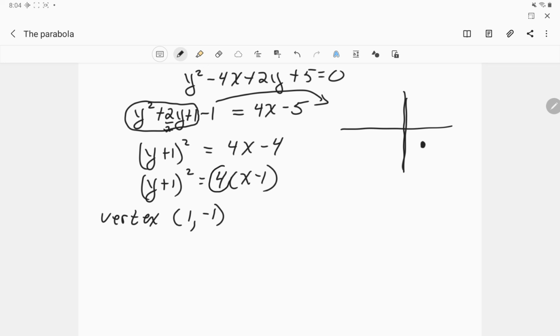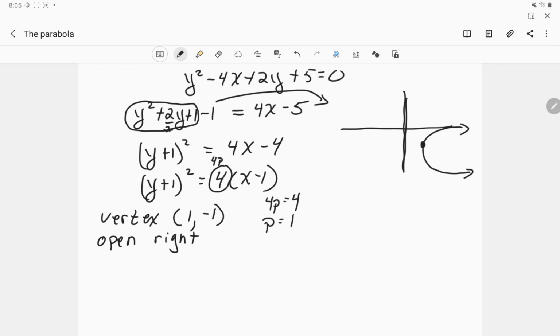Whatever number is here, in this case it happens to be a nice 4, that is your 4p. So in this case, 4p is 4 because that's what's there. So if I divide both sides by 4, I get that p is 1. Now it's a positive 1. So we know it opens left or right, but because p is positive, that means it's going to open to the right. So we know it's going to open this way.